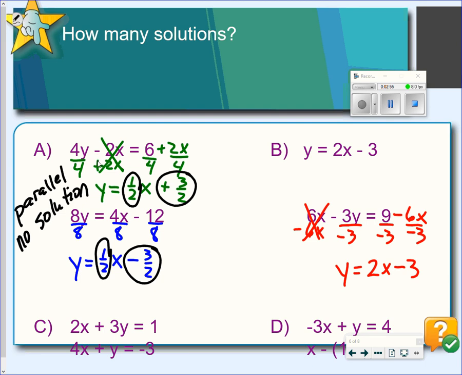And what we notice here is that we have the same slope and the same y-intercept, which means these two equations represent the same line. So there are infinitely many solutions.